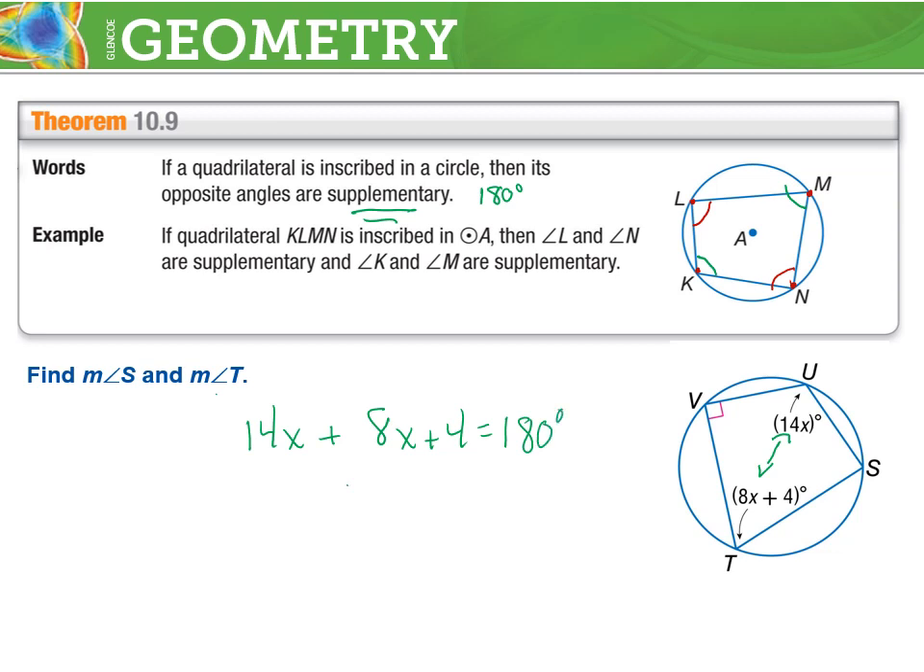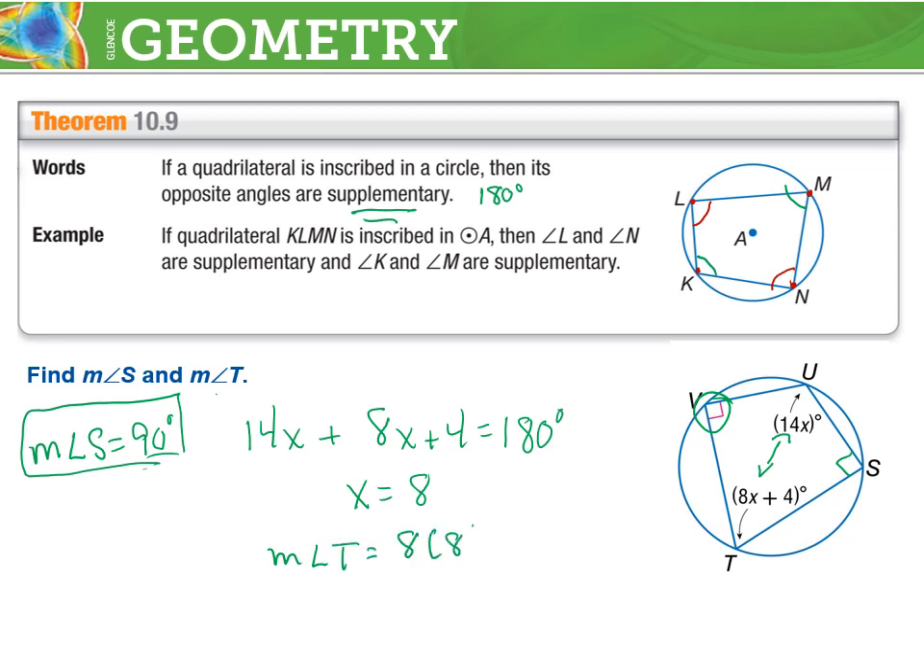When I solve this one, I get x equal to 8. So the measure of angle S, I don't even need that x for it because look, this is a 90 degrees here, so this has to be 90. So the measure of angle S equals 90, but I do need to use the x to find the other one. So the measure of angle T equals 8 times 8 plus 4, which equals 68 degrees.